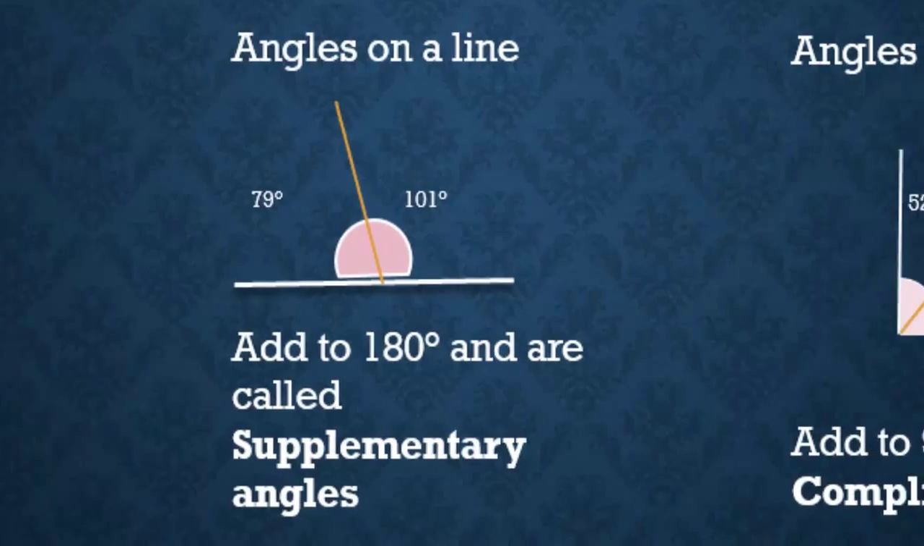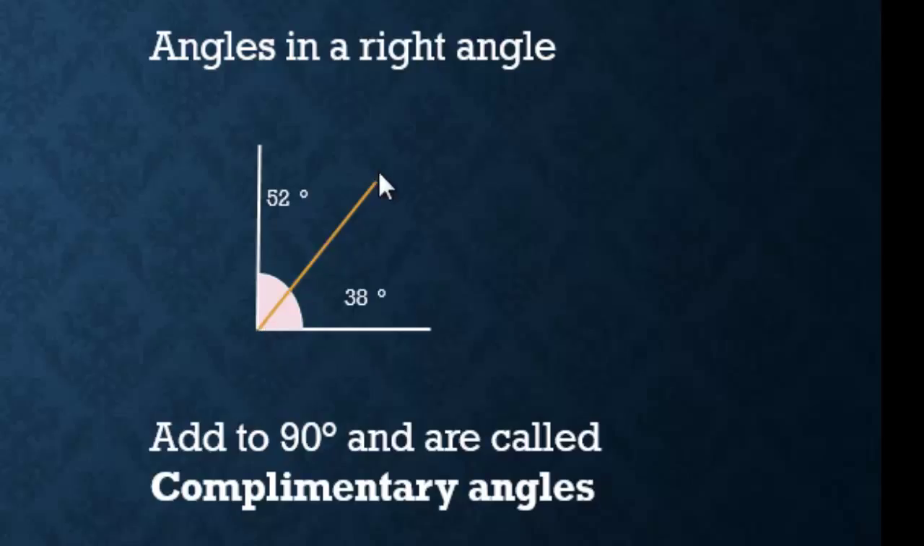Angles in a right angle: if you were to divide those in any way, this example has 52 degrees and 38 degrees, they always add up to 90 degrees, and these are called complementary angles.